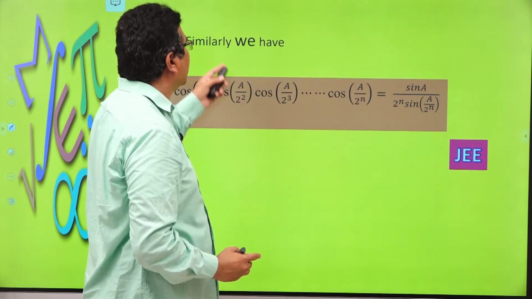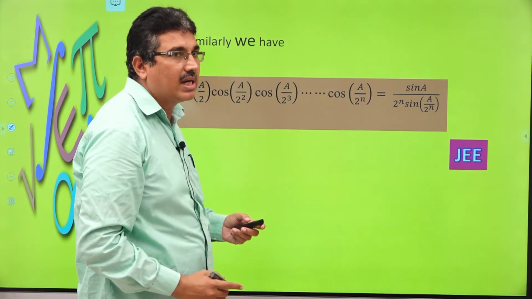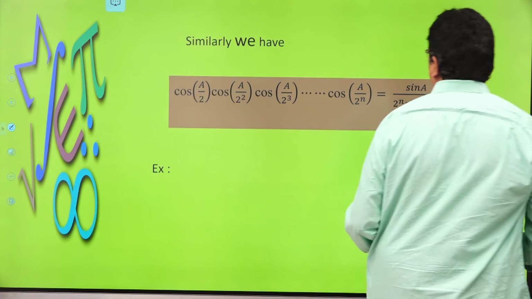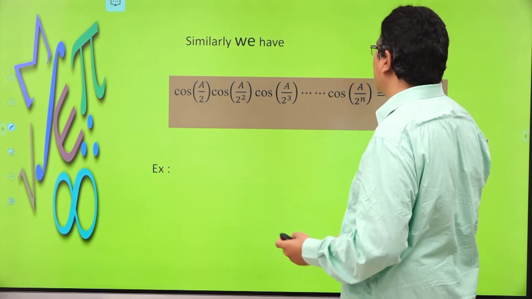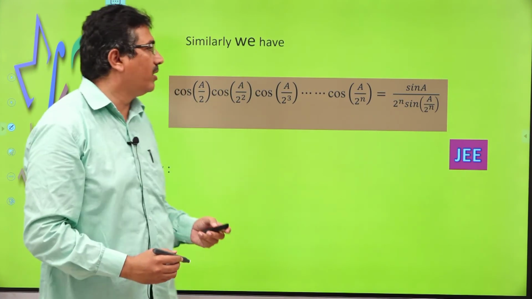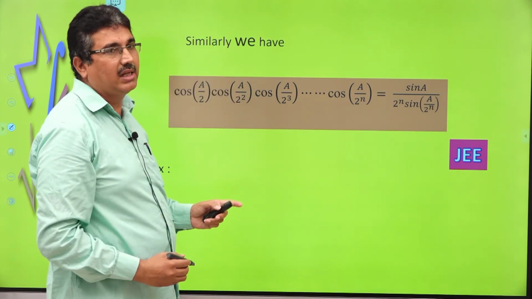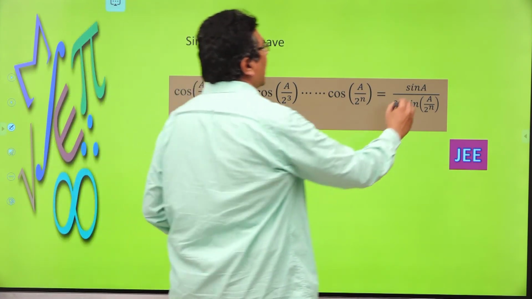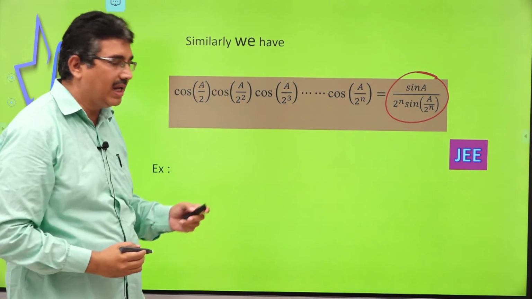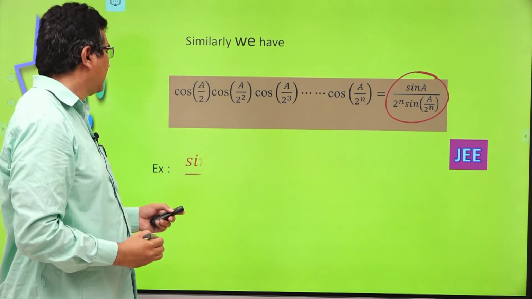Okay, right. Similarly, from the same result, we have cos a by 2, cos of a by 2 square, cos of a by 2 cube, and so on, cos of a by 2 power n. By applying the same result, that is equal to sine a divided by 2 power n sine of a by 2 power n. Right?